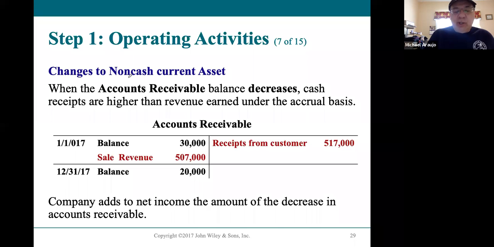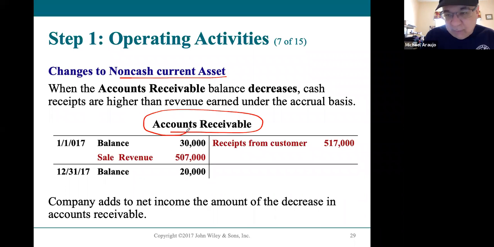Now we look at changes to non-cash current assets. So these are current assets that are not cash, right? The first thing they look at here is accounts receivable. Accounts receivable is when we were expecting cash in from customers. We've already given them a service, and we're waiting for their cash, basically.